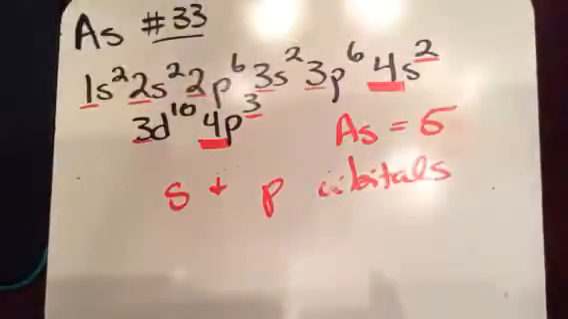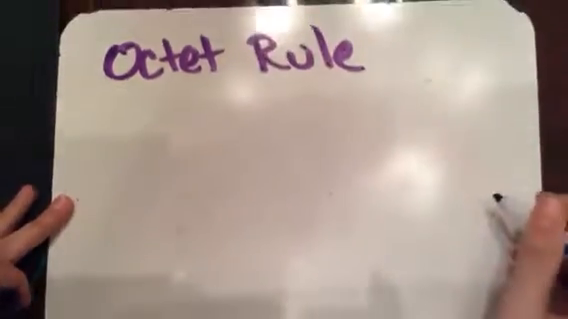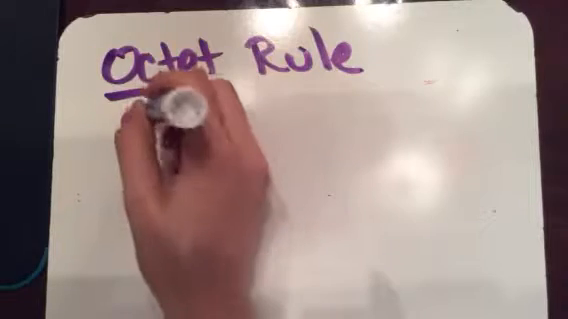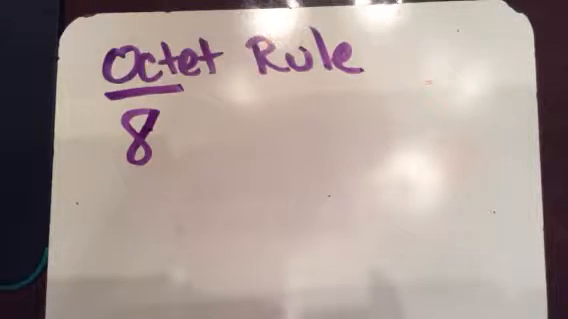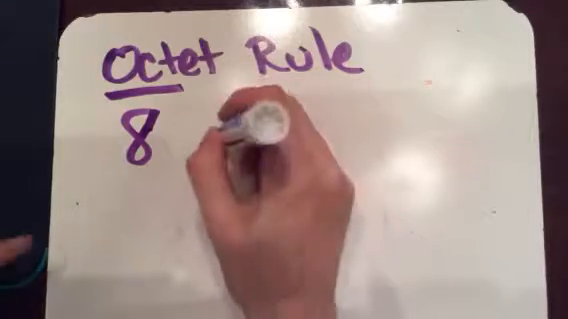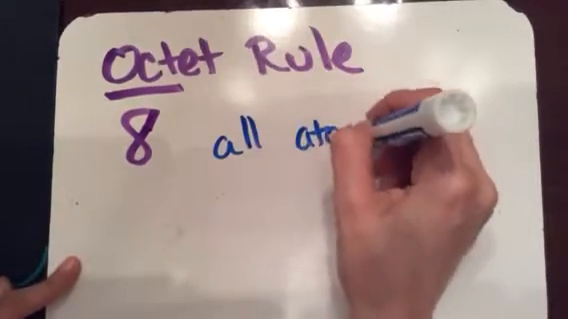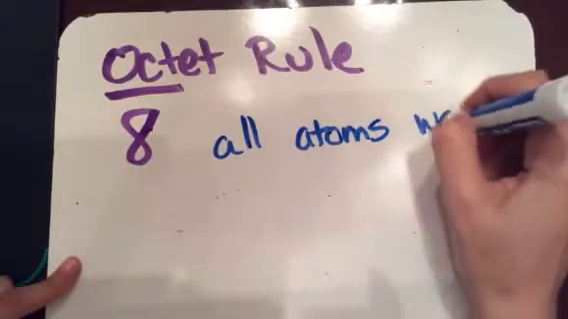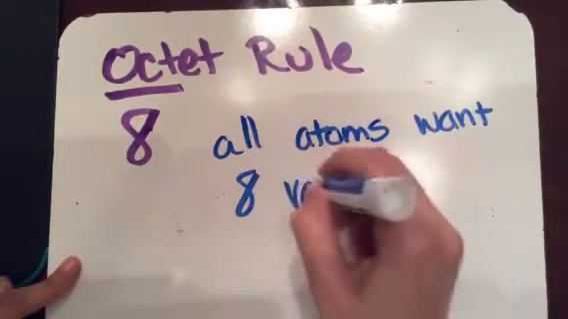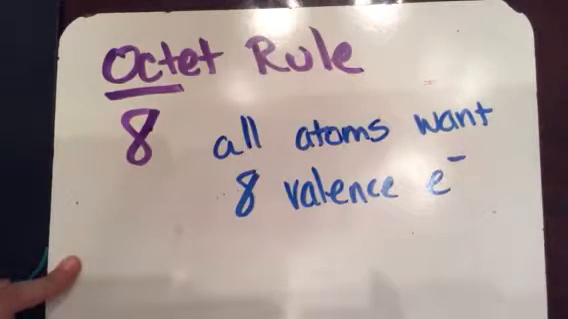Okay. Now, I also want you to know about the octet rule, which we kind of just went over, but I want you to know what it's called. Octet rule. Oct means 8. So the whole point of the octet rule is to remind you that all atoms want 8 valence electrons. So some of them are going to lose an electron or 2 or 3 in order for their outermost energy shell to be completely full.